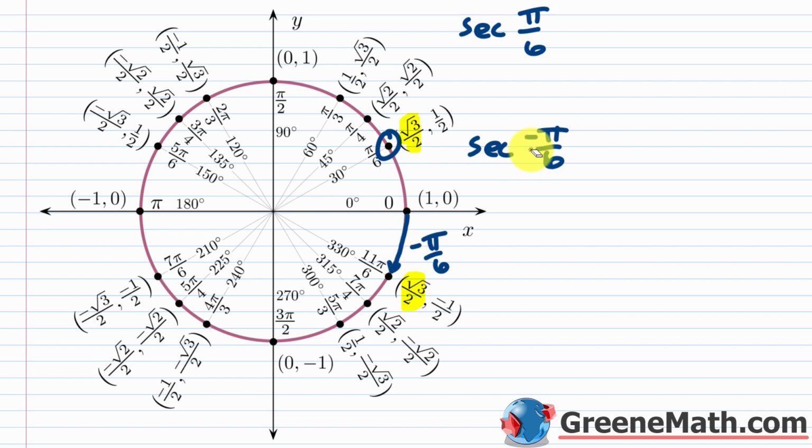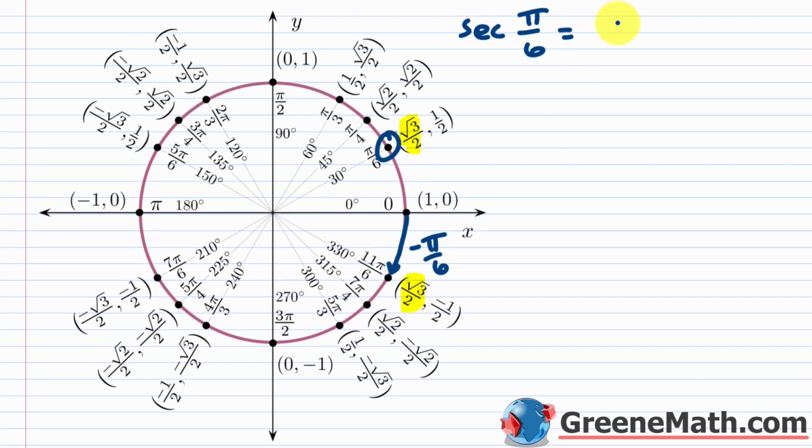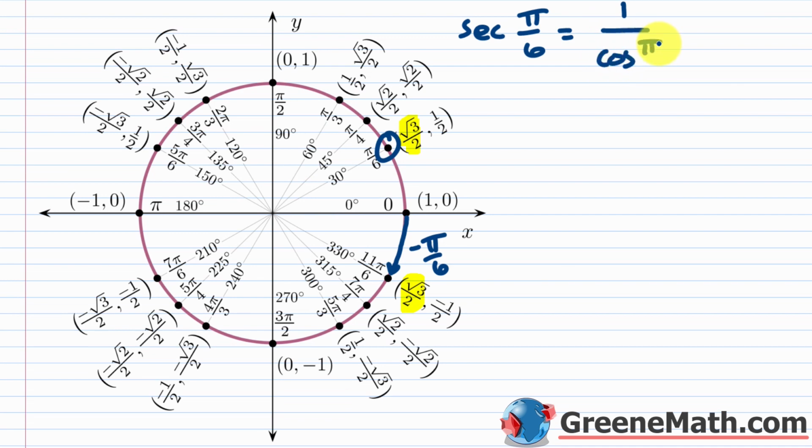Let me just do this one real quick. You can get rid of this one. I'll just show you this real quick. So this would be equal to 1 over the cosine of pi over 6.